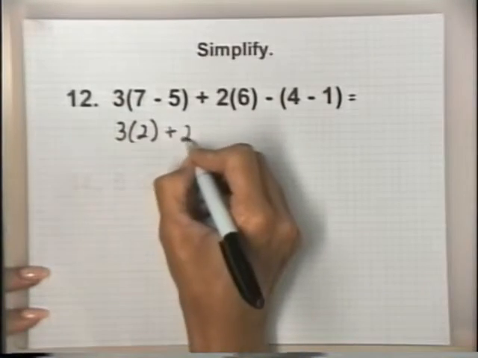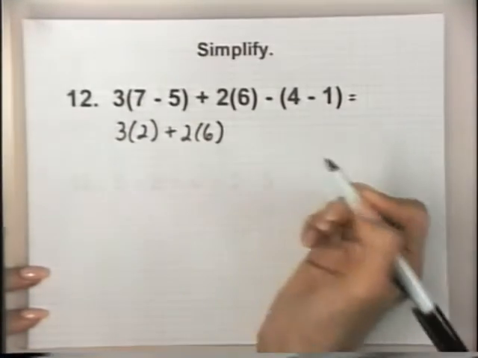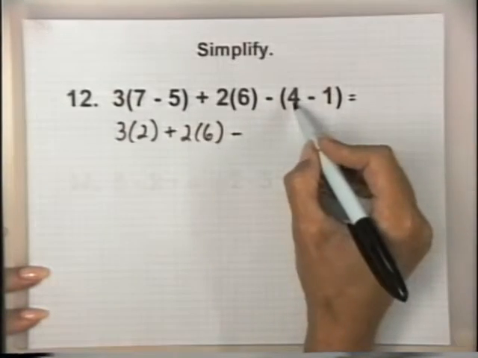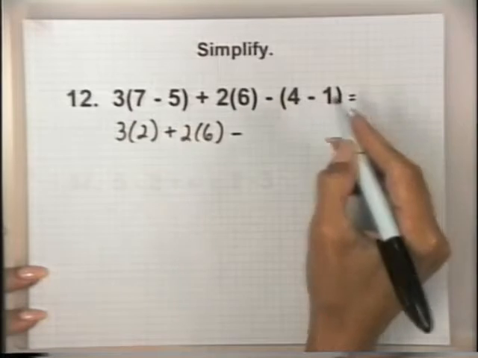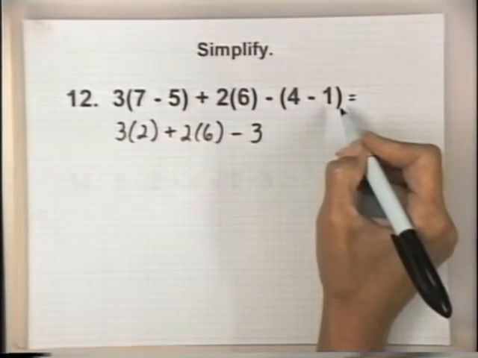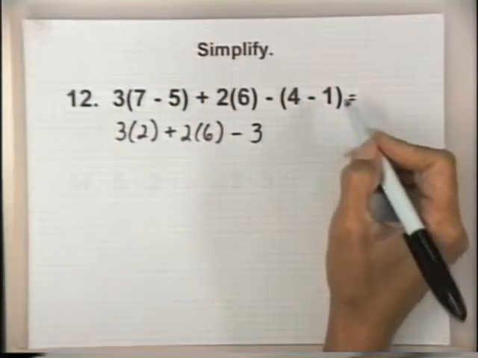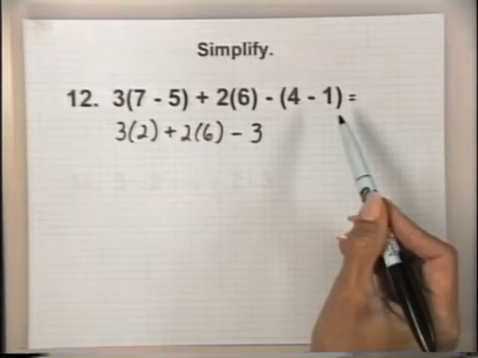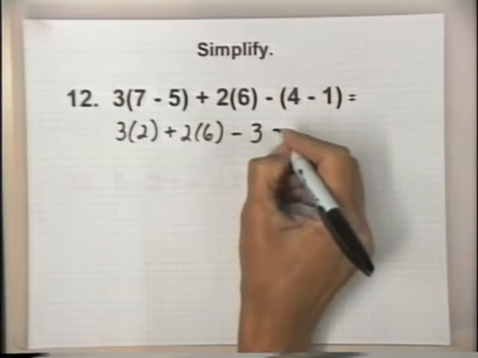Plus 2, let's skip over the plus 2 times the 6, subtract. The 4 subtract 1 is 3. Since these parentheses only represent grouping symbols to tell us to perform the operation inside on the first step, we no longer need those parentheses.